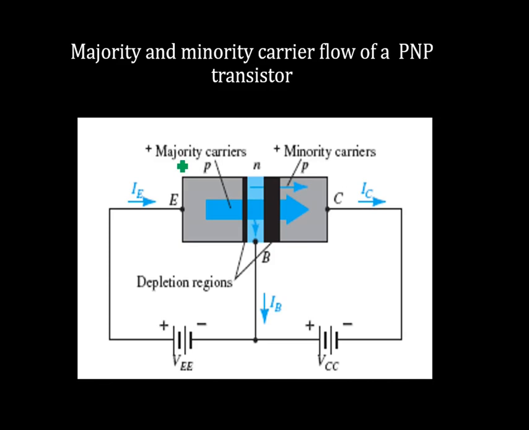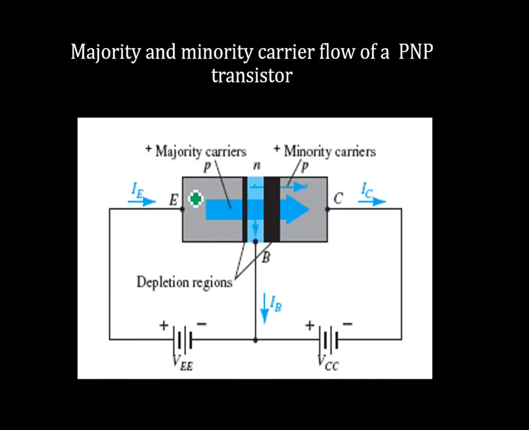Now in a PNP transistor, if you give both the biasing together, what happens? The base current will be drastically reduced compared to the forward biased condition of the emitter base junction, where there was no reverse bias at the collector base, the first figure which we discussed. Here you can see the holes are the majority carriers in this P region. This is a PNP transistor, and this is N type region, and this is P type.